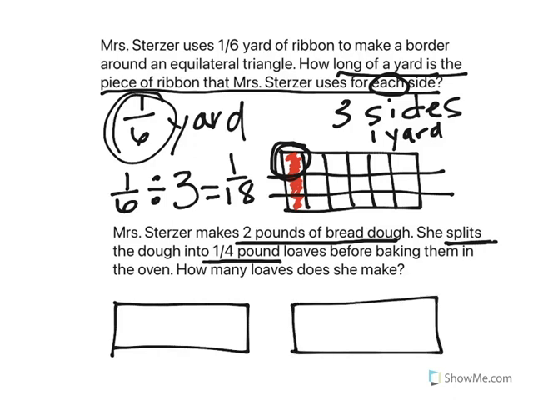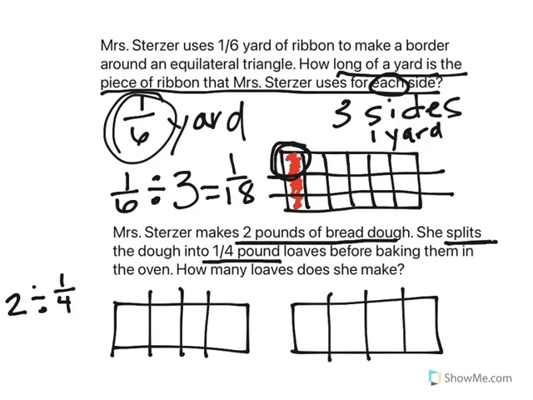So in order to do this, I need to draw the 2 pounds of bread dough, which means that I'm drawing 2 wholes, which means that the 2 wholes is going to go first. And I'm dividing them into 1/4 pieces. So I'm going to split them up into 1/4 pieces. And then I've made my loaves. There are 4 pieces in each whole, and I basically times that by 2, and I get 8 pieces. So when you're deciding on which goes first, the fraction or the whole number, you have to look at the problem and you really have to make sense of it.